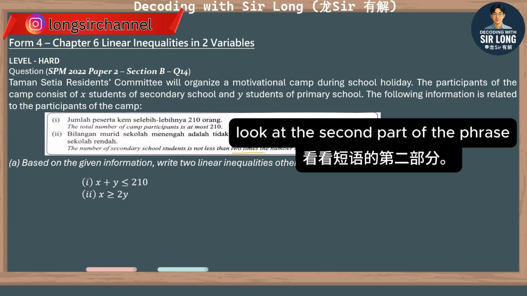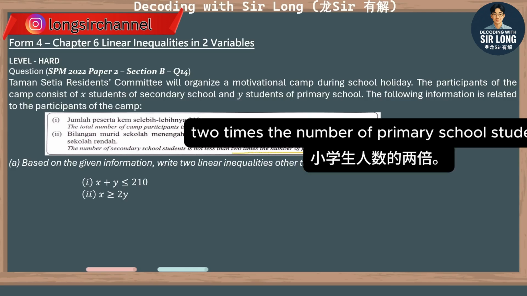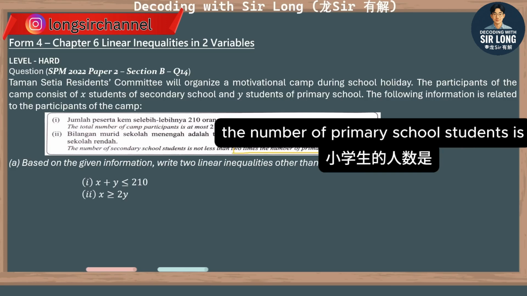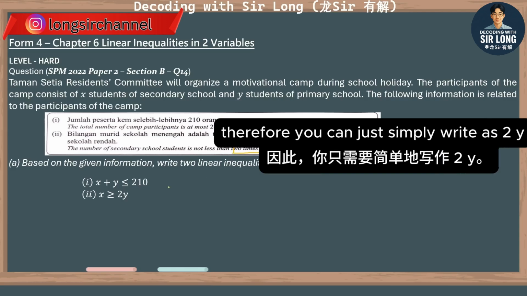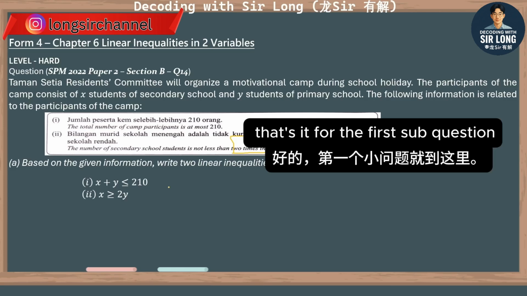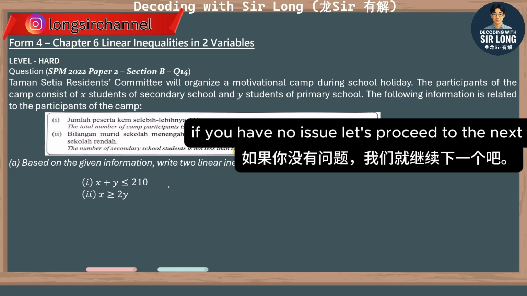Look at the second part of the phrase: 2 times the number of primary school students. Since we know that the number of primary school students is represented by y as a variable, therefore we can just simply write it as 2y. That's it for the first sub-question. So far so good, all of you. If you have no issue, let's proceed to the next one.